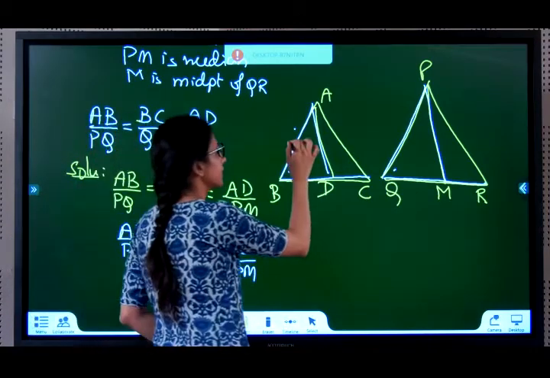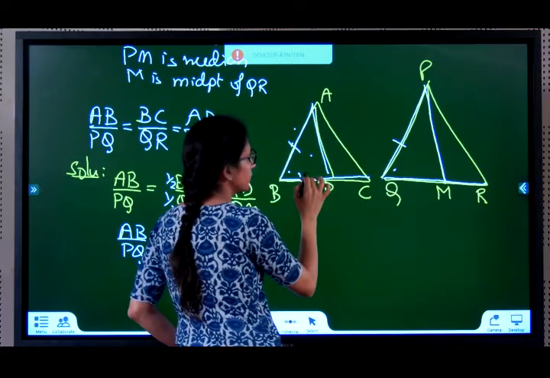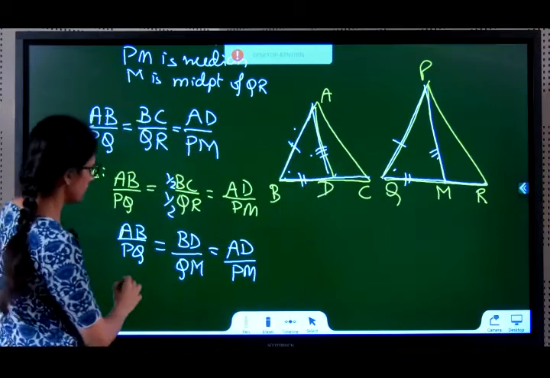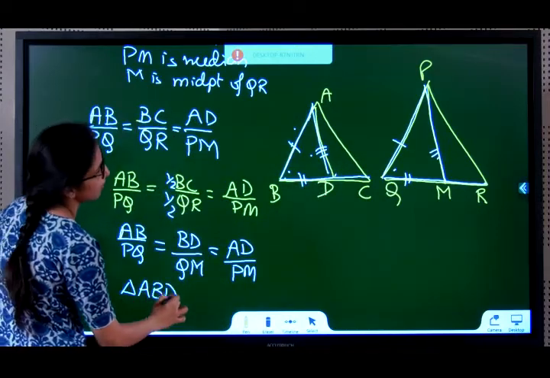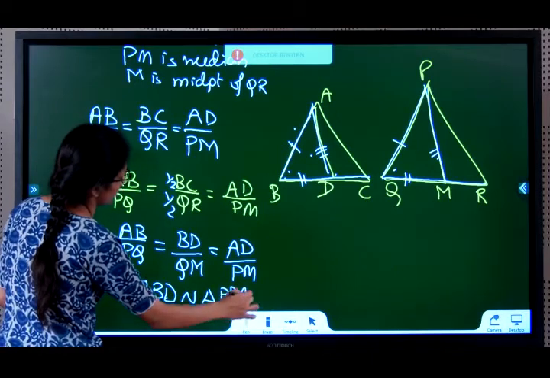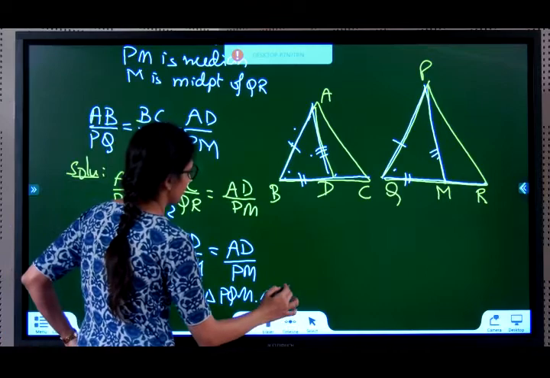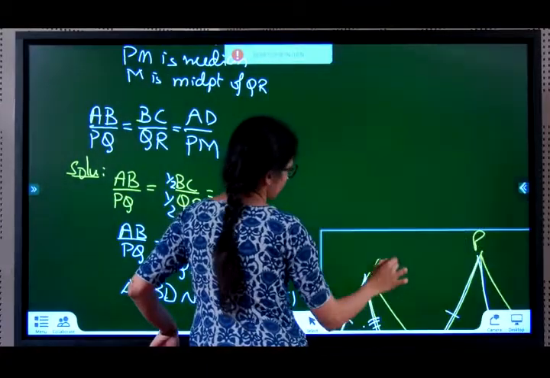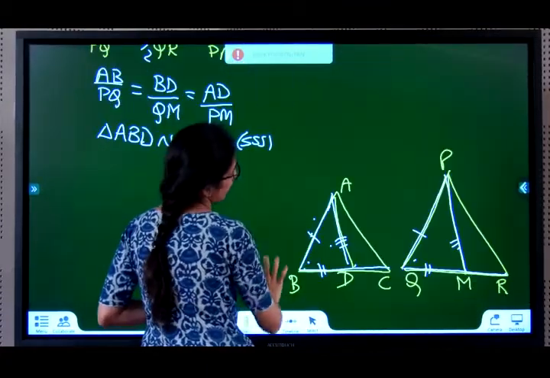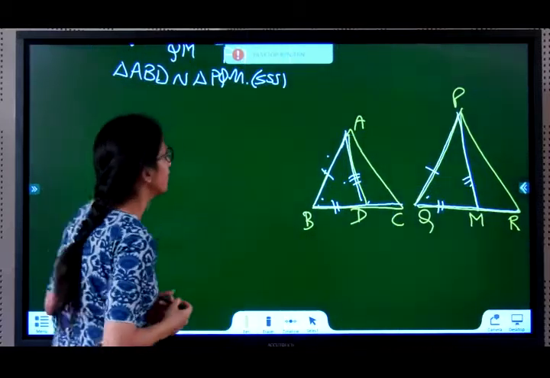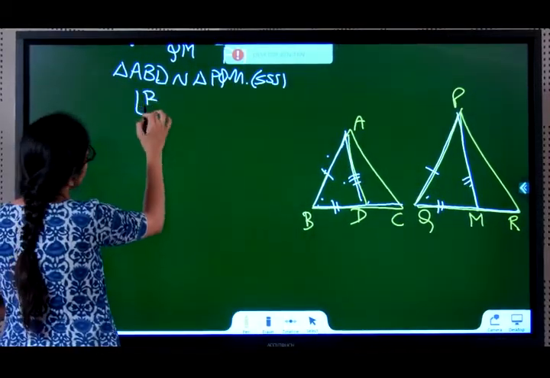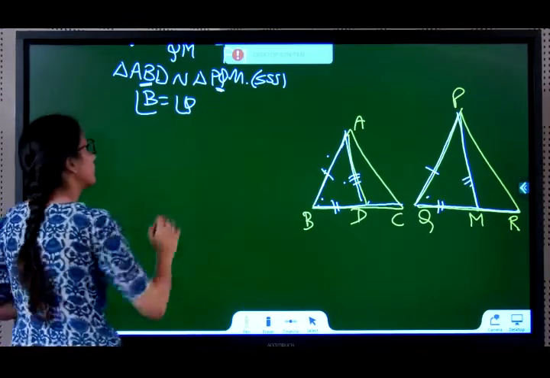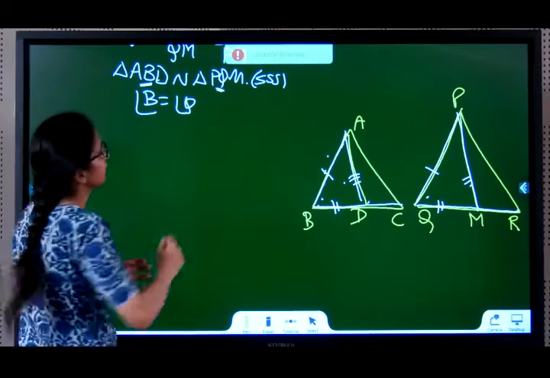So now I have this side by this side equal to this side by this side equal to this side by this side. ABD is similar to triangle PQM, SSS similarity criteria. Now, with this SSS similarity criteria, can I say angle B equals angle Q? Yes, I can. Why? Corresponding angles of similar triangles are equal.